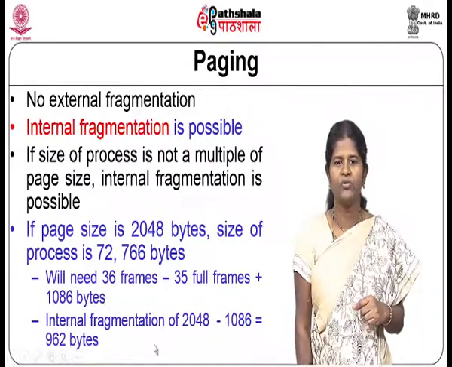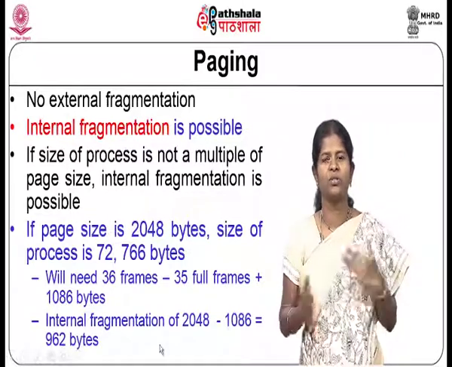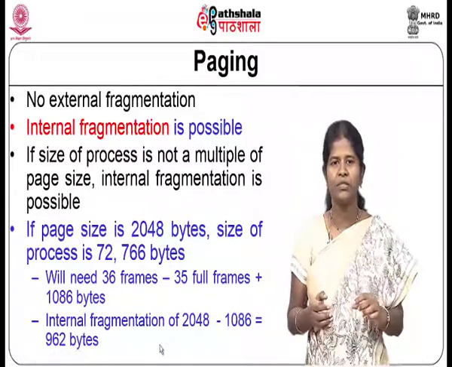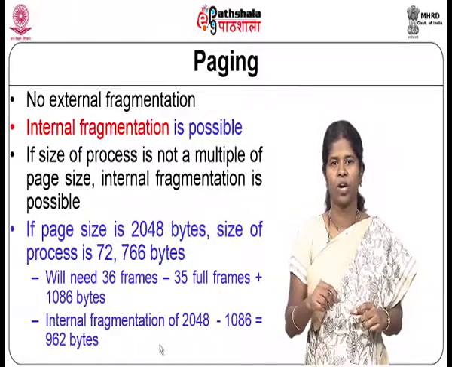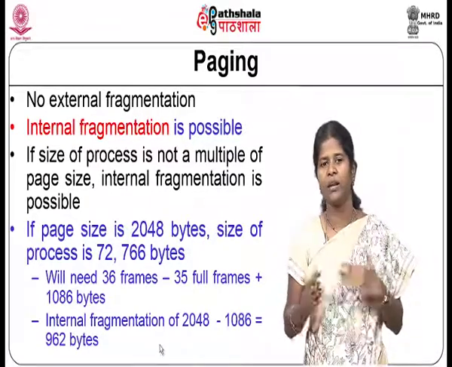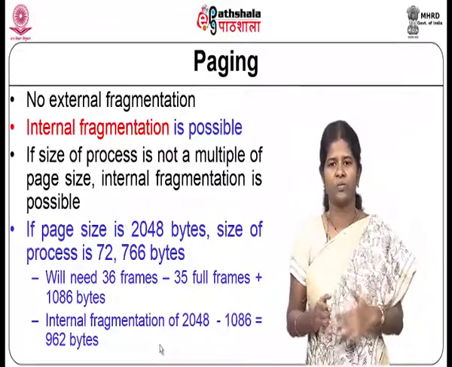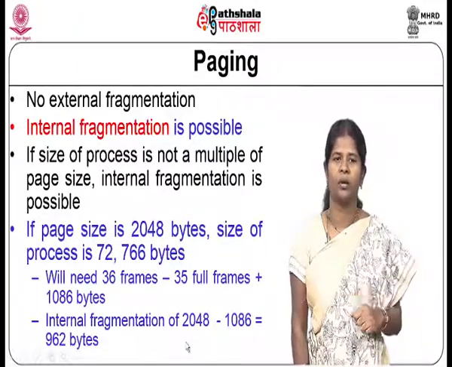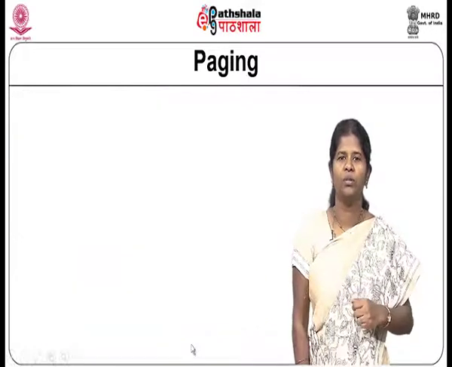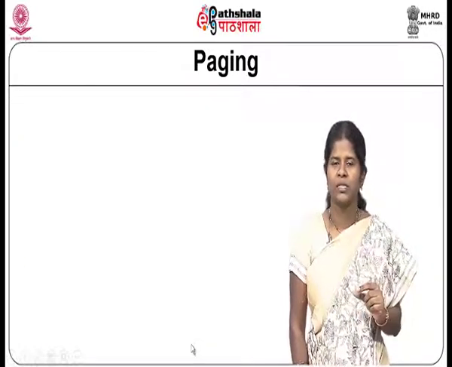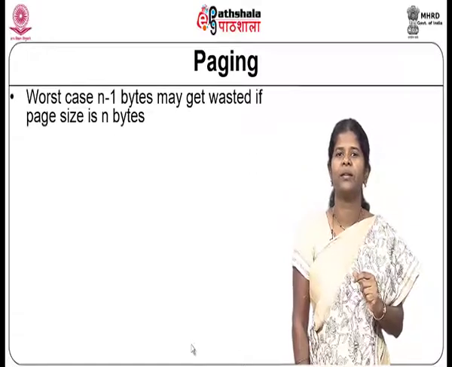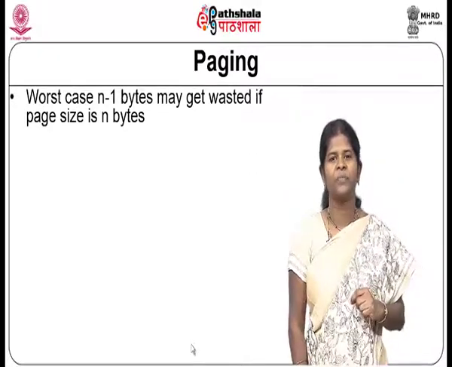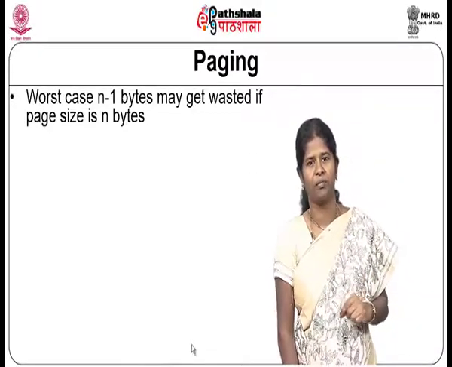So, here you find that the frame size is 2048, but in the last frame only 1086 bytes will be occupied. So, the remaining bytes, 2048 minus 1086, that is 962 bytes, will not be occupied at all. So, the space which is not occupied will get wasted, and that is called internal fragmentation.